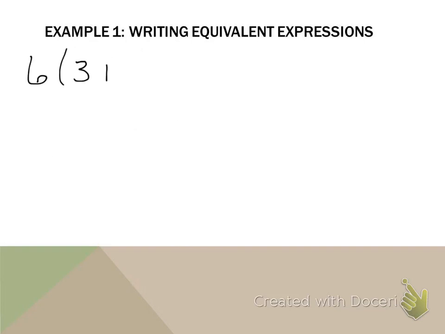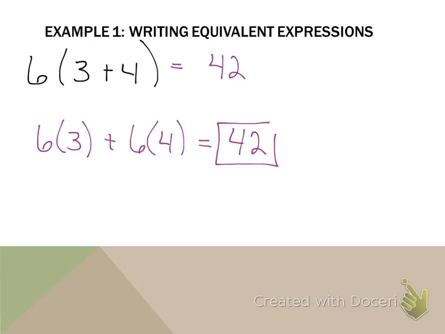All right. 6 times 3 plus 4. Write an equivalent expression and solve. Okay, so that's the answer, but what's my equivalent expression? 6 times 3 plus 6 times 4. And then, yes, my answer is 42 for both.